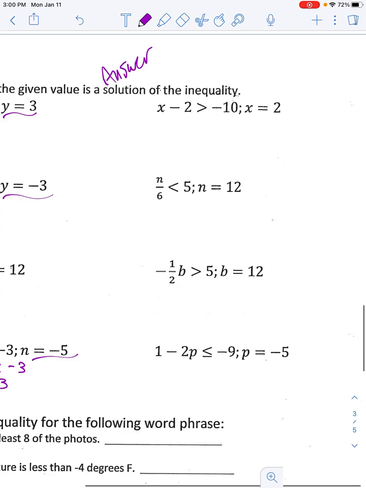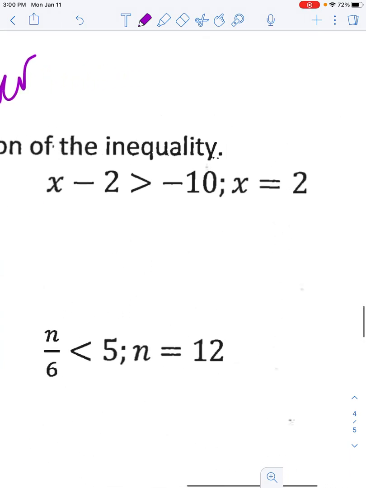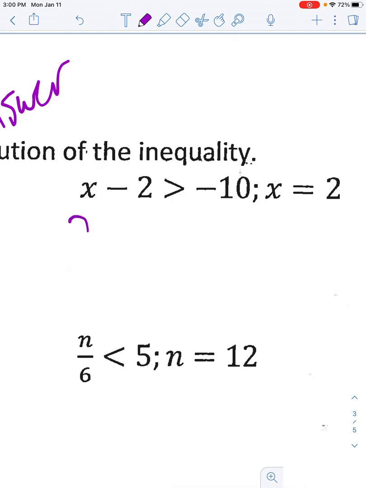Okay. Here's what I would like for you to do. I want you to pause the video and try these ones on the right, substituting, solving, giving me a yes or no, and then unpause to see if you have them and if you have them correct.